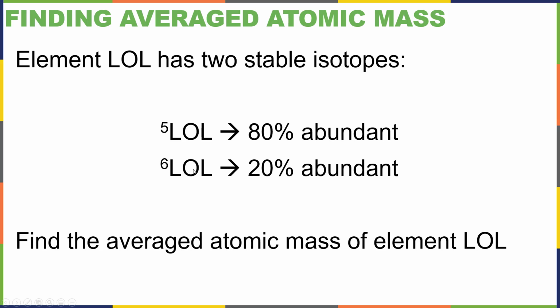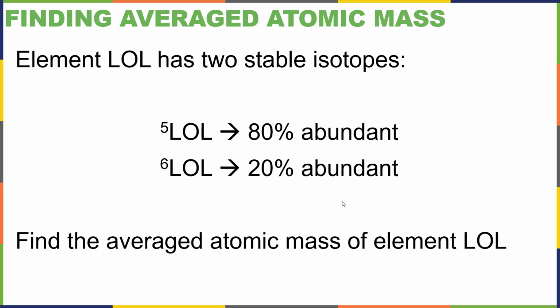But you have another isotope of the element LOL. It's called LOL6. That's 20% abundant. And so I ask you to guess what in the world is the average atomic mass here. Well, here's the deal. The way you look at this is you're like, meh.